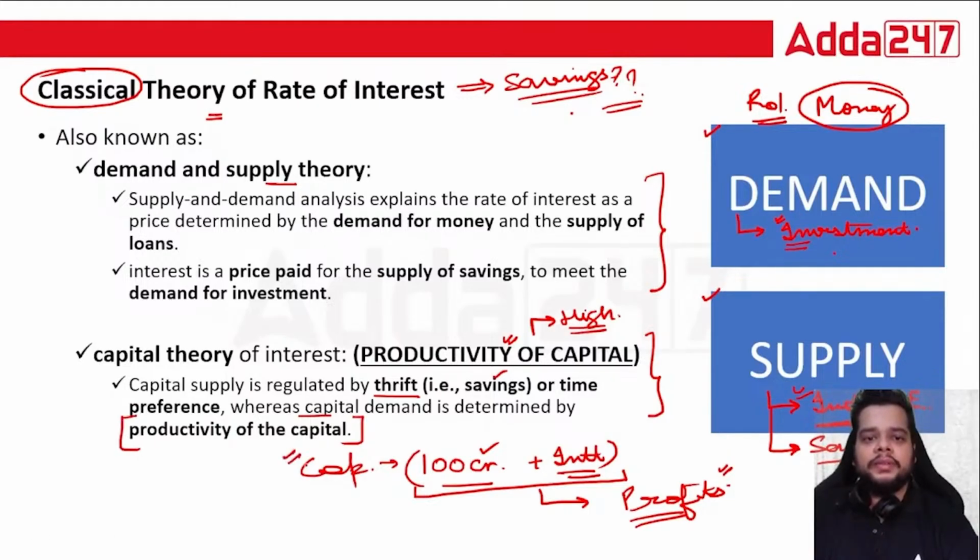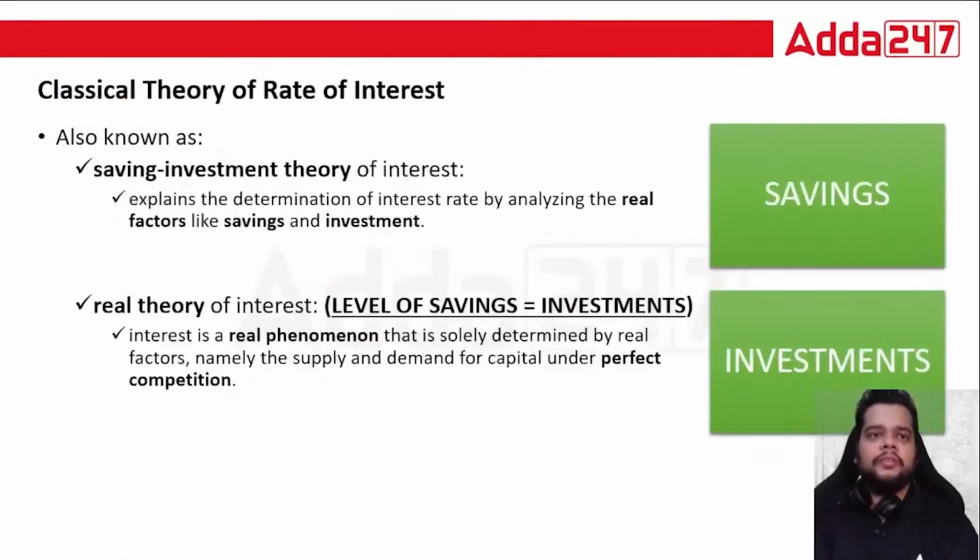How productive is the capital once you utilize it? Only then you will tell whether it is productive or not. Next, the savings-investment theory of interest. Here, the simple funda is that real factors will be determining your savings as well as the further investment. What are the real factors? Saving and investment only.